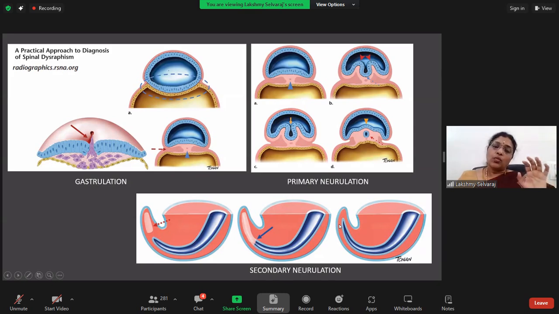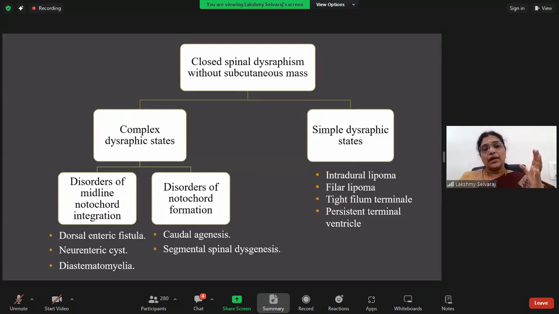Now, why should we know about this embryology? Just to know what the probable abnormalities are that you can have. When the neuroectoderm fails to detach completely, you can have a sinus tract; a dermal sinus tract is possible. And there are disorders of notochord integration and disorders of notochord formation. That is how we will classify closed spinal dysraphism.